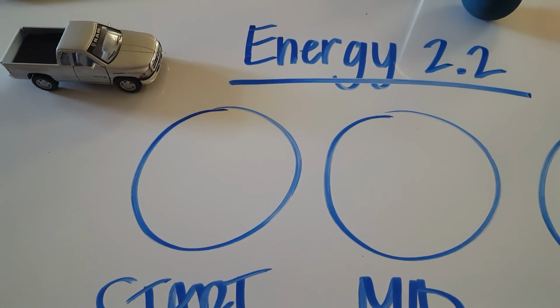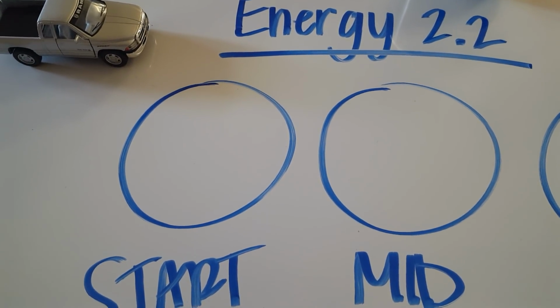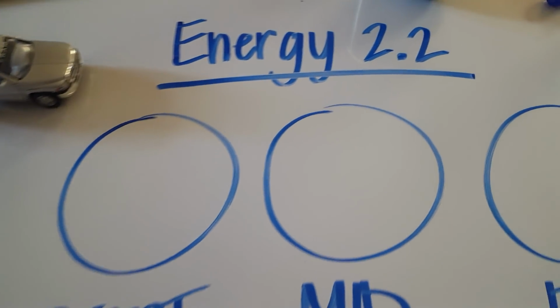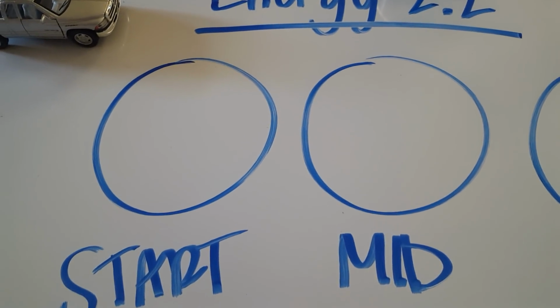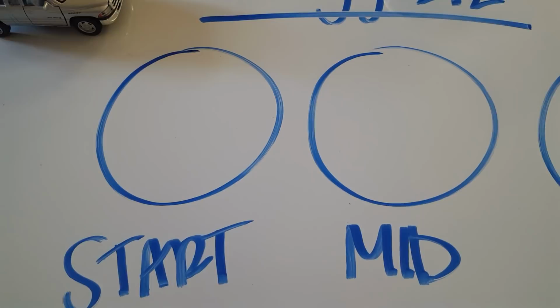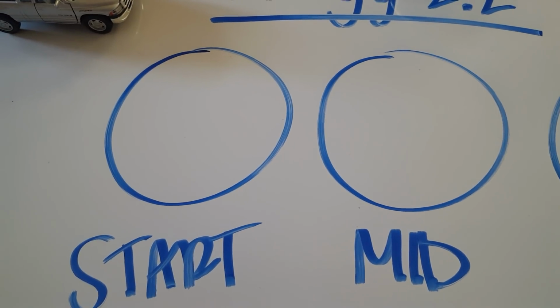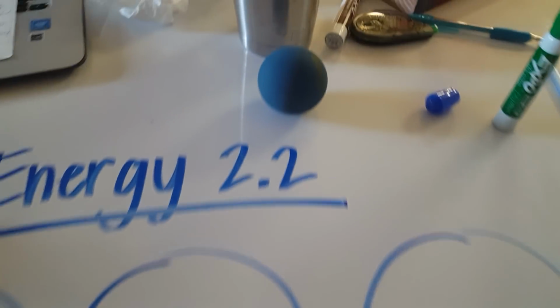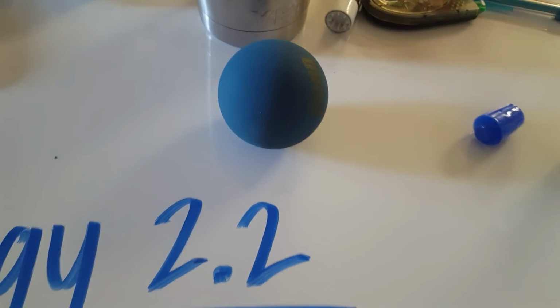Okay, so we're going to look at the car example here, and this is going to help us explain the last two parts of Energy 2.2. Part B says, explain that when energy is transferred from one system to another, some of the energy is transformed into thermal energy.